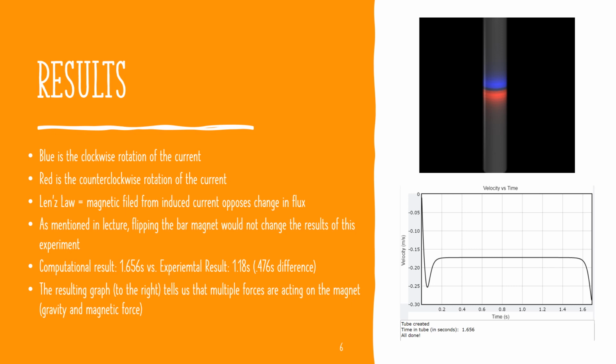My computational result of 1.656 seconds versus my experimental result of 1.18 seconds is only a 0.476 second difference, which is really close. The resulting graph, which is off to the right, tells us that multiple forces are acting on the magnet, specifically gravity and the magnetic force.